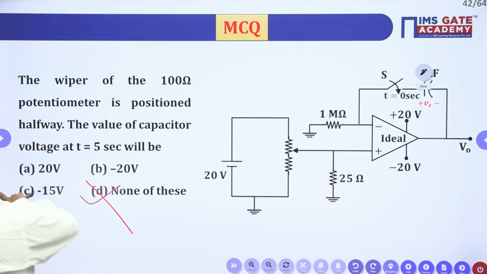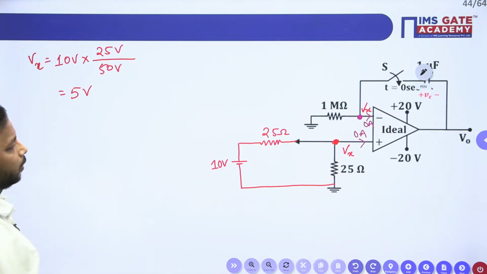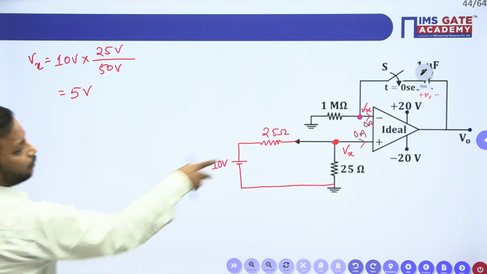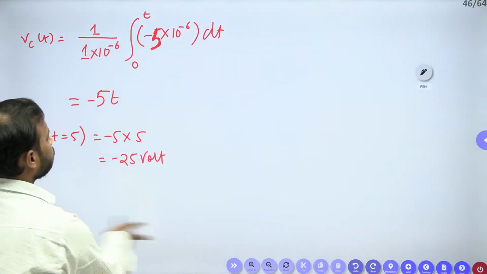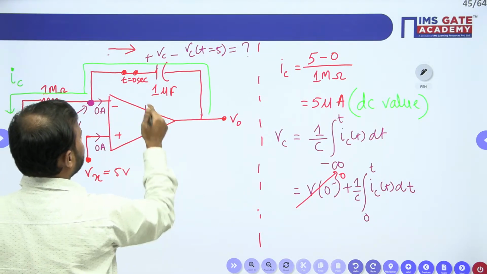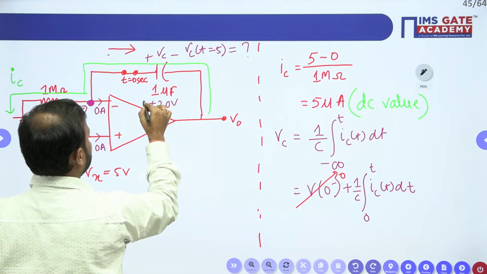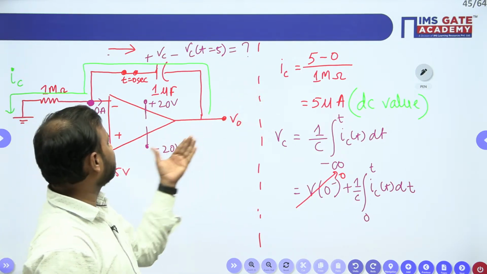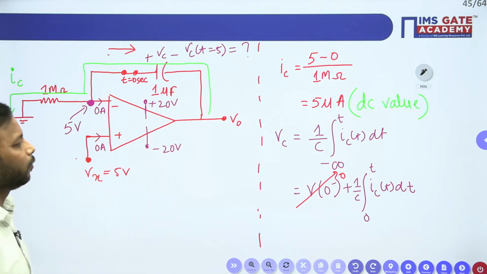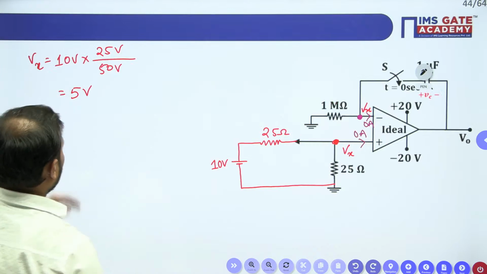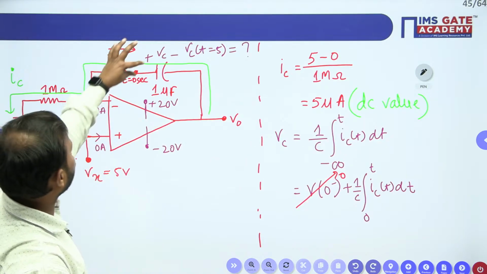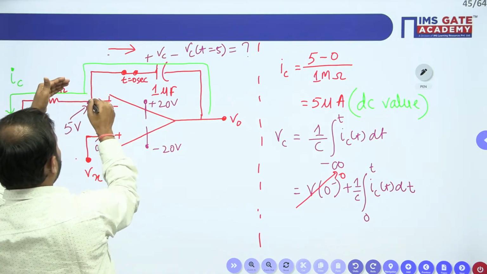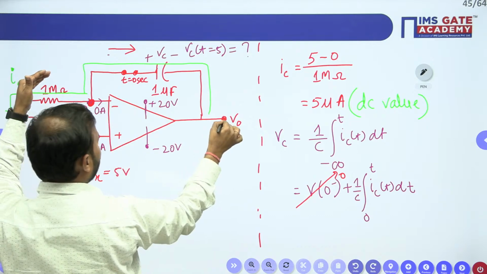Then what is the correct answer, my friend? If you look into the figure, into the diagram, your plus V set and minus V set is what? Plus 20 volt and minus 20 volt. Means your output voltage cannot exceed this plus 20 volt or minus 20 volt. Now if you see this VC value, this VC is what? This is the voltage difference between this point and this point.